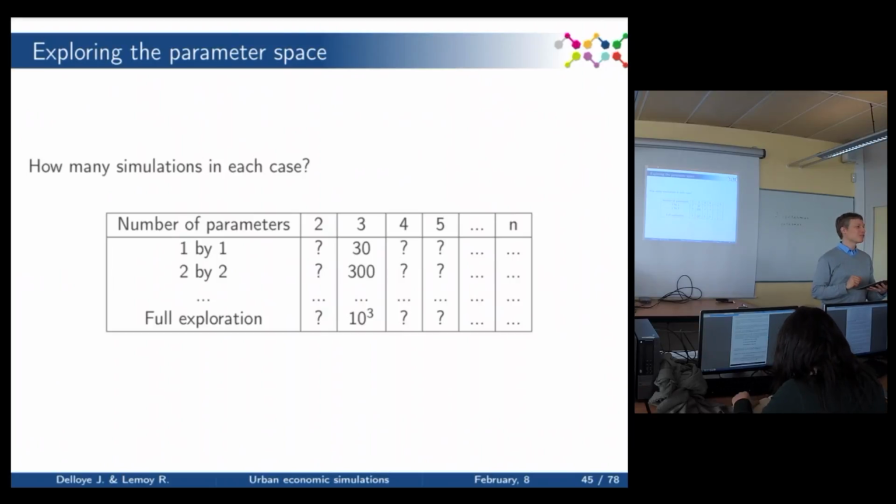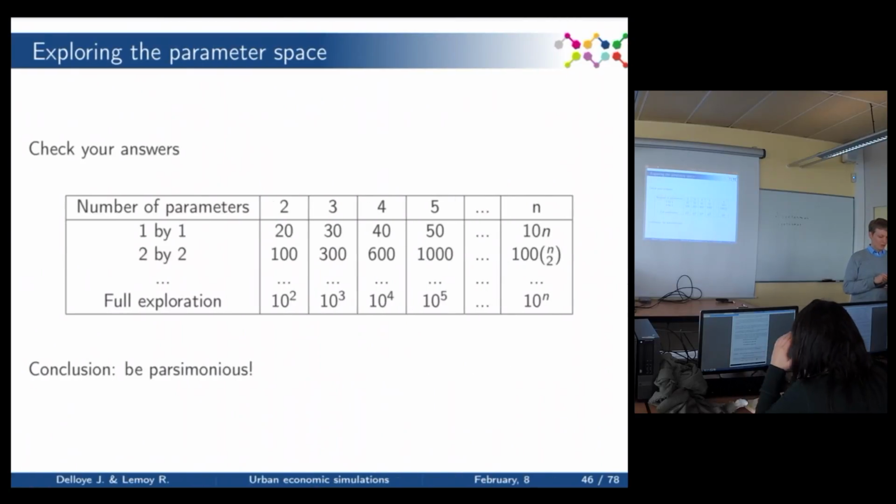Okay, let's say you have all finished. Let's look at the answers then on the next slide. So actually the first and the last lines are quite simple. So the first line is just you multiply the number of parameters by 10. For each of your parameters, you do 10 simulations to look at the outcomes of the model.